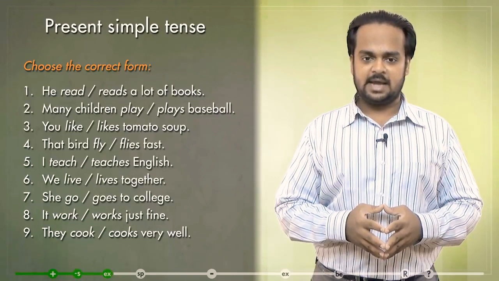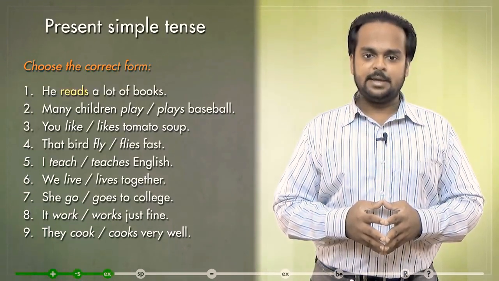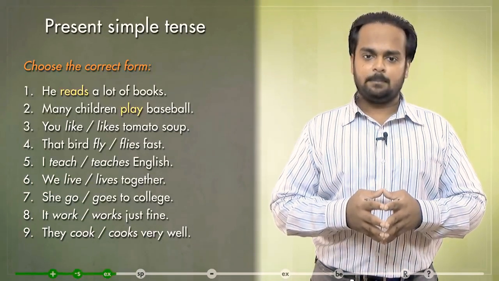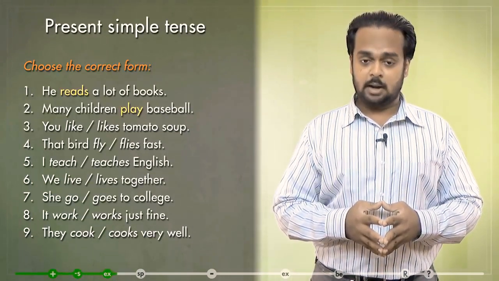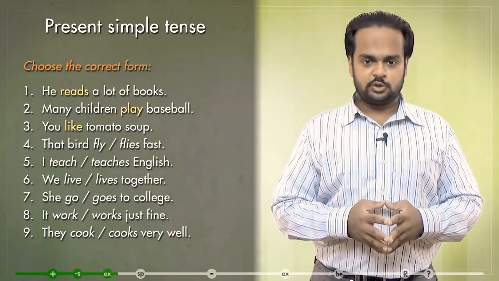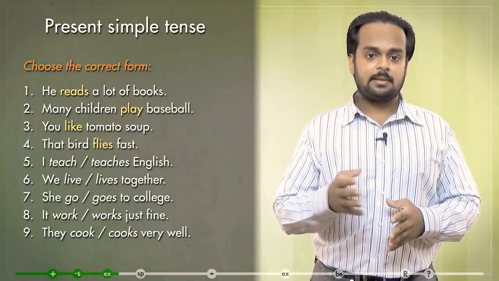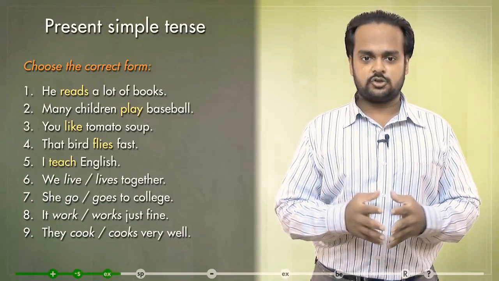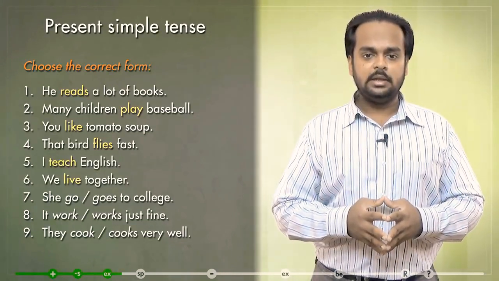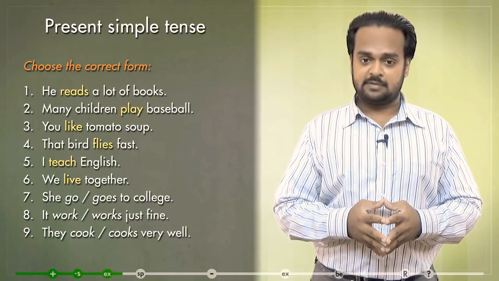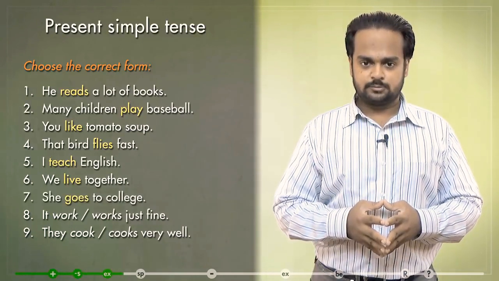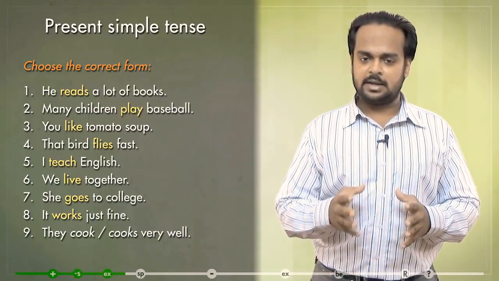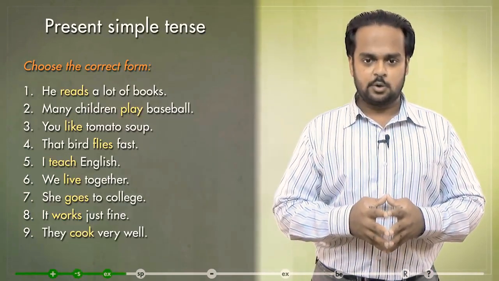All right, let's look at the answers. Number 1, he reads a lot of books. Number 2, many children play baseball. Number 3, you like tomato soup. Number 4, that bird flies fast. Number 5, I teach English. Number 6, we live together. Number 7, she goes to college. Number 8, it works just fine. Number 9, they cook very well.